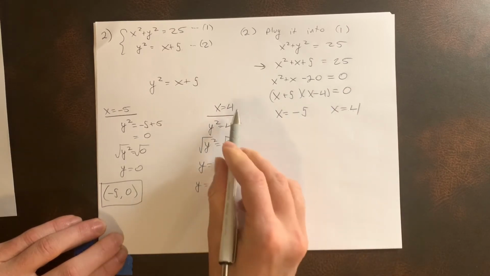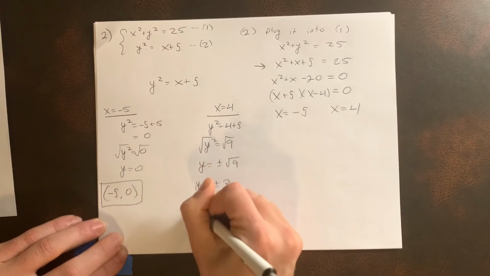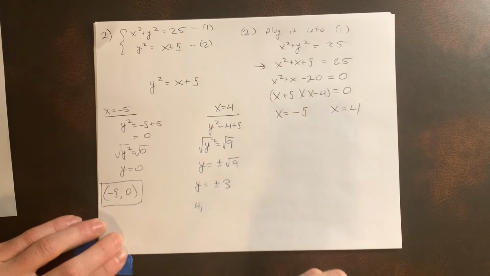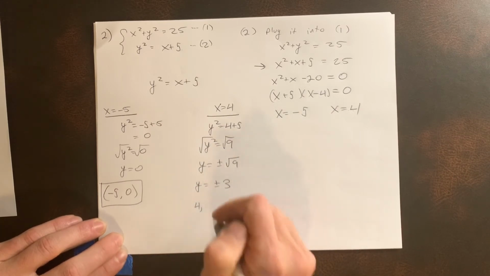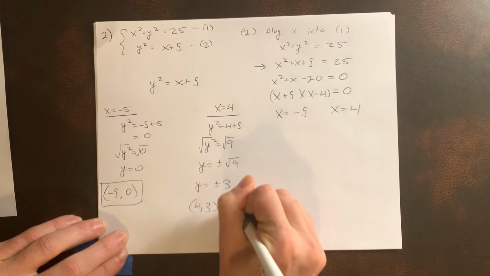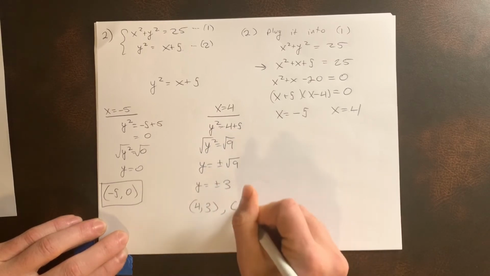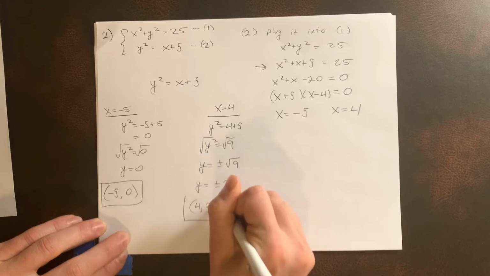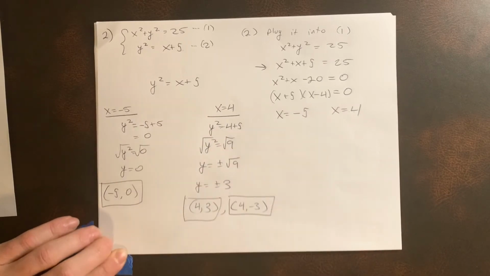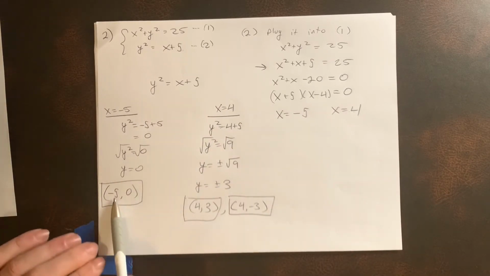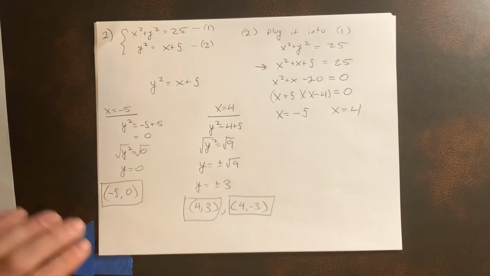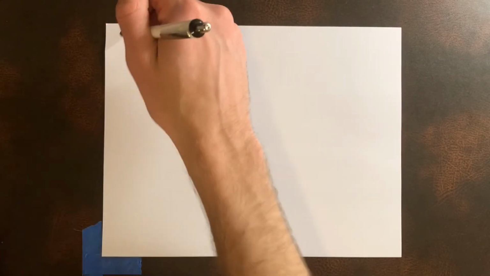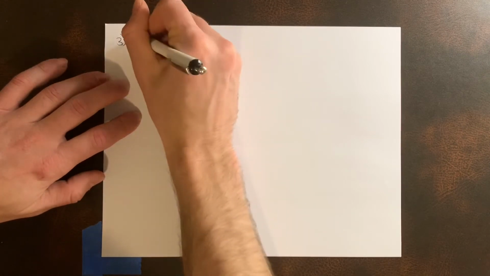So we have two answers from this one. When x is 4, y can be plus minus 3, so it can be positive 3 or minus 3. We're going to get the point 4, 3, and we're also going to get the point 4, minus 3. So in this problem, we're going to have these three answers. In the last example from this section, we'll be solving this one.